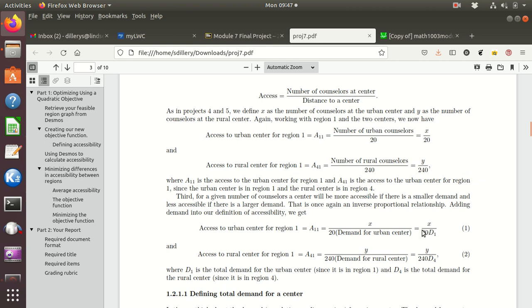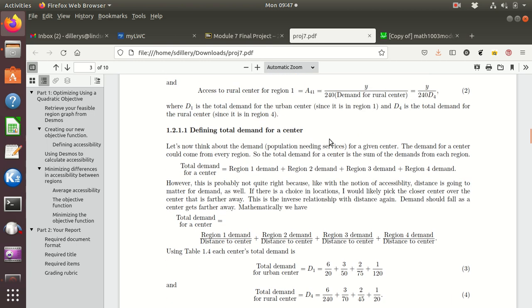Okay, so we end up with these sort of expressions for the accessibility to Center 1 for Region 1, and the accessibility to Center 4 from Region 1. Now X and Y, those are variables we want to deal with, but this demand, what is it? What is that demand for the urban center? And so this next section just goes through defining what that would be.